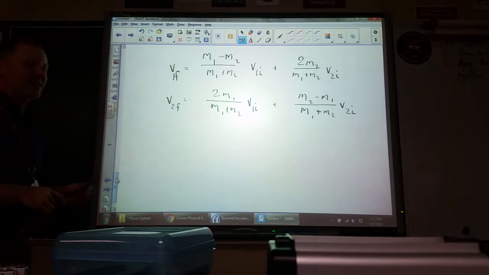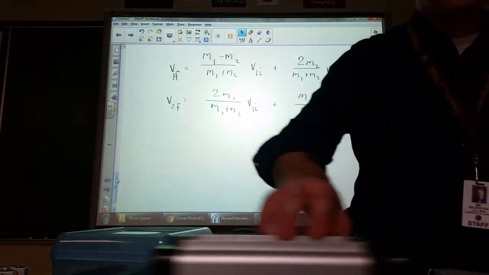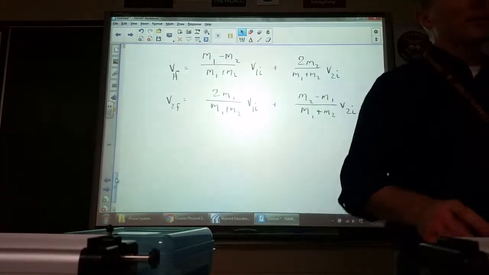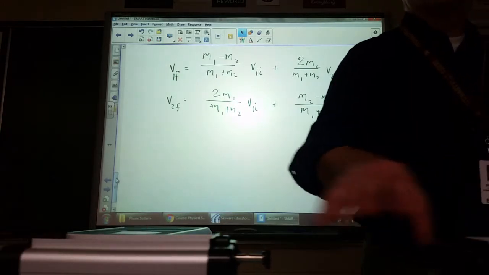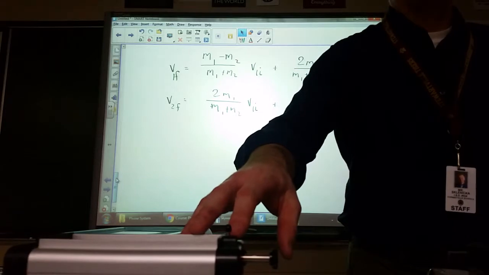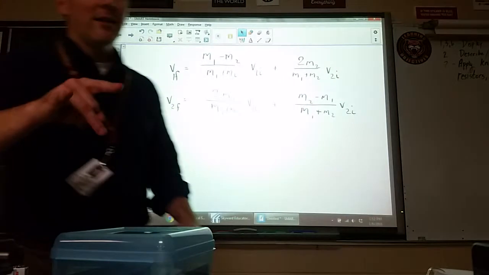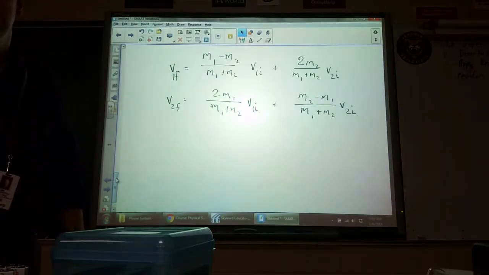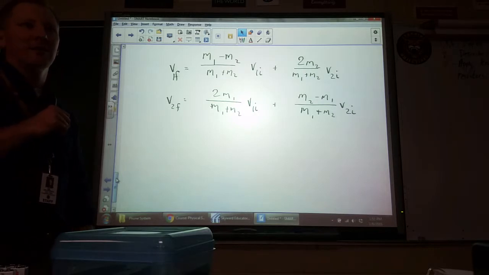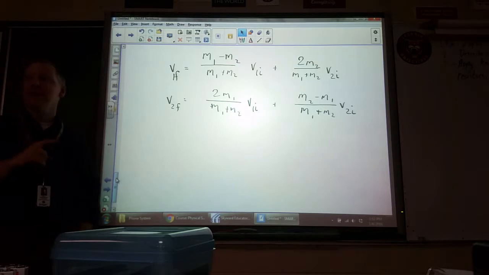So let's take a case where we have two things coming in. Let's make it simpler by saying our V2 initial is going to be 0. So our second cart's going to start out at rest, just like in our experiment. They're going to have the same mass too, because that'll make it easier on us. I'm going to push this cart in at some initial velocity. Let's predict what the final velocities will be if they have the same masses as each other.